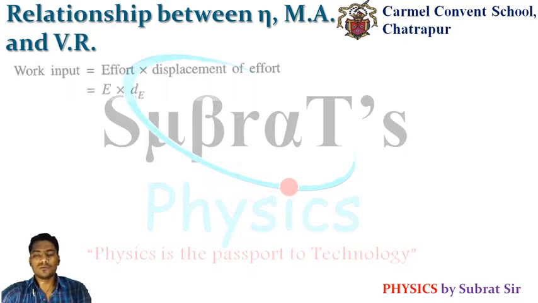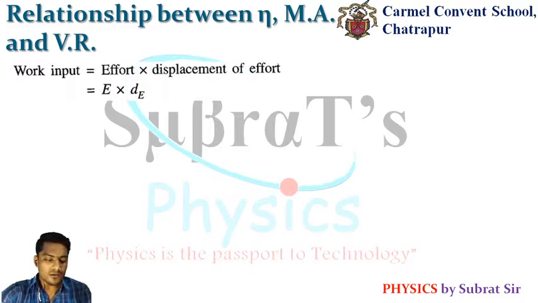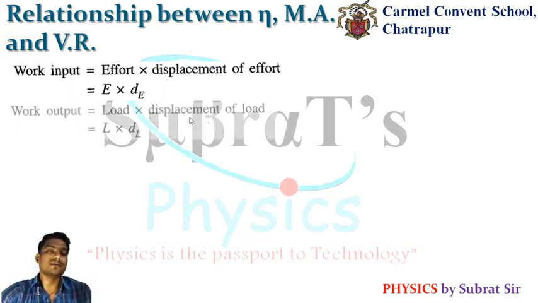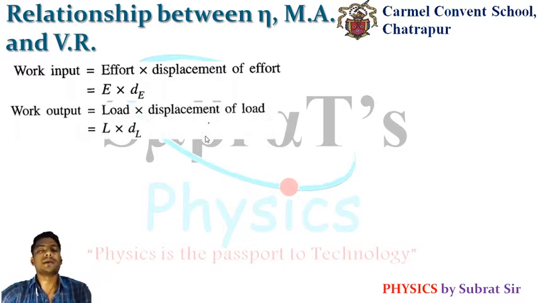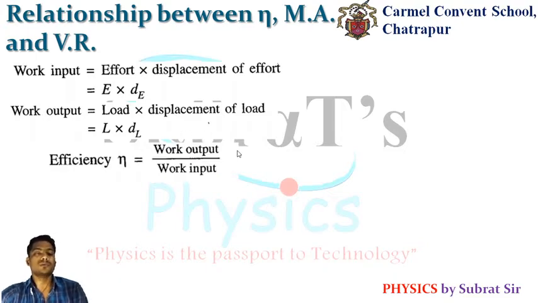Okay, now we know that work input is equal to effort multiplied by the displacement of effort. Here effort is denoted by E and the displacement of effort is given by dE. Similarly, work output is equal to load multiplied by displacement of load. Here load is given by L and displacement of load is given by dL. Now we know that the efficiency eta is equal to work output divided by work input.